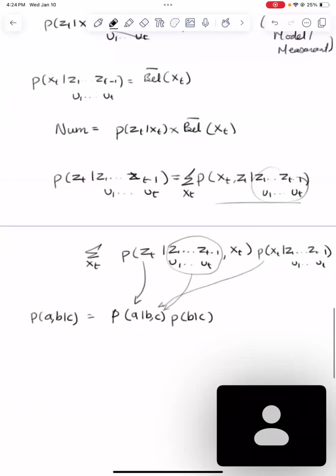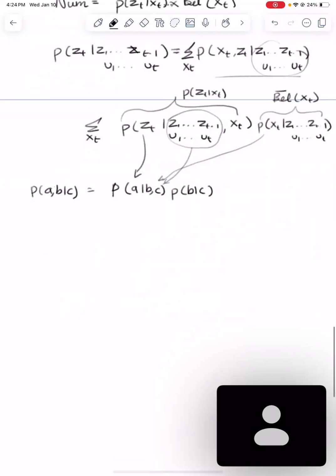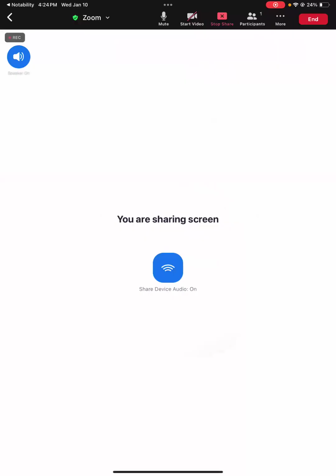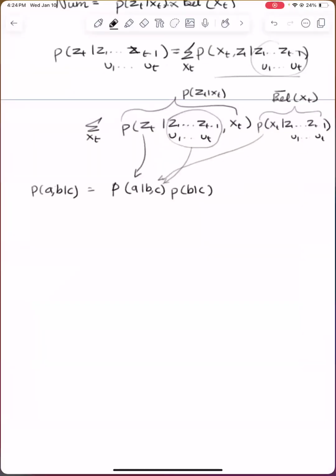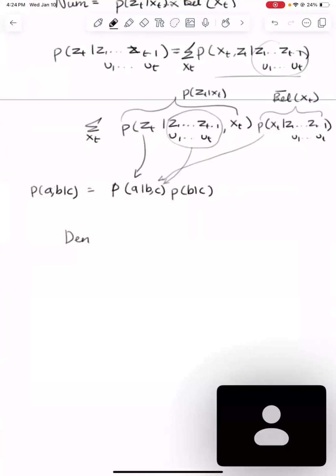And now, the same way as before, we can see that this thing, if you apply the Markov property, is just P of zt given xt. This thing, if you look before, is just the definition of belief bar, right? And so the denominator is essentially just the sum over xt of the sensor model times the belief bar, right?